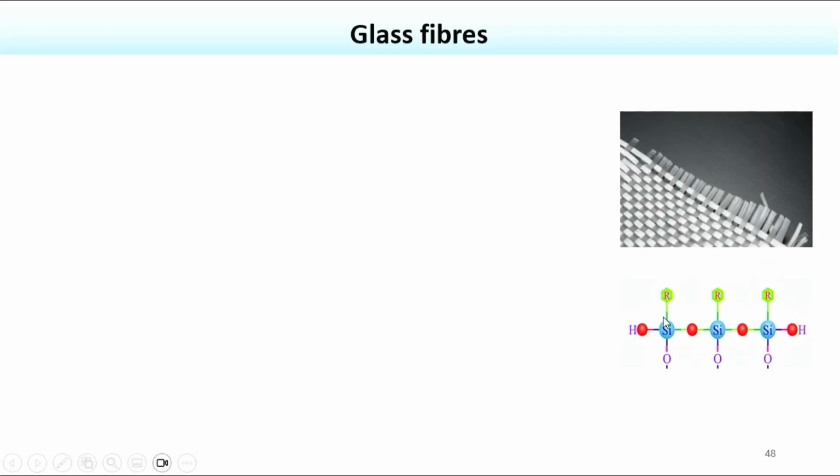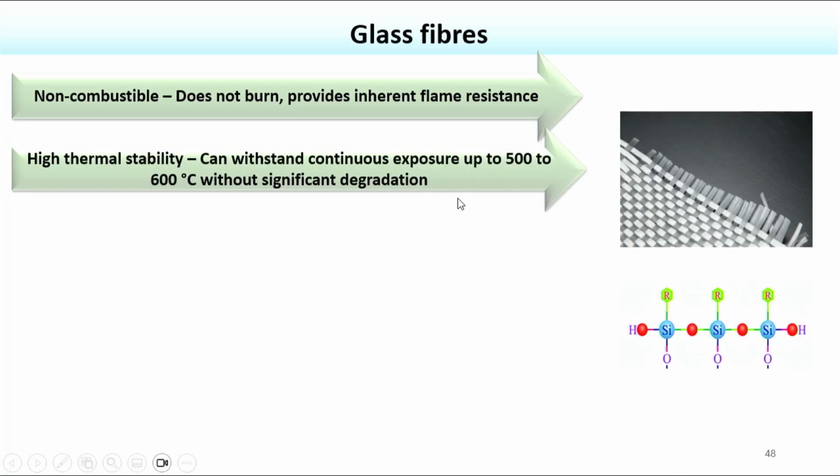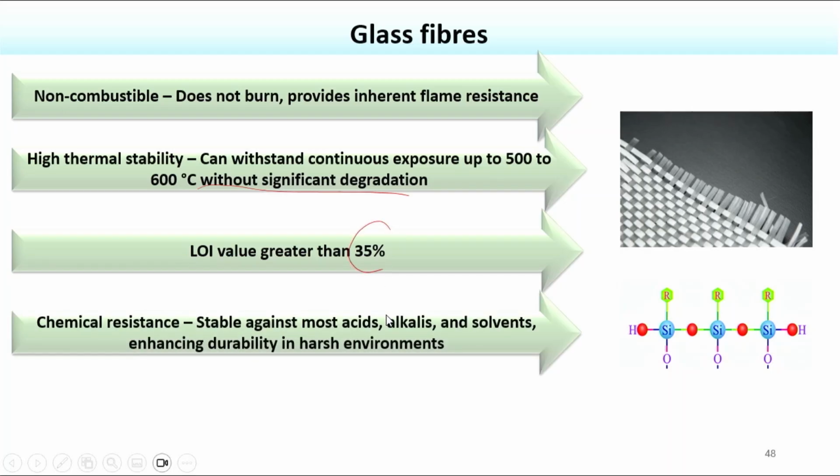Glass fiber is very commonly used. It is non-combustible, does not burn, and provides inherent heat and flame resistance. Thermal stability is very high; it can withstand exposure up to 500 to 600 degrees without significant degradation. The LOI value is very good, 35% LOI. It is also chemical resistant, stable against most acids, alkalis and solvents.